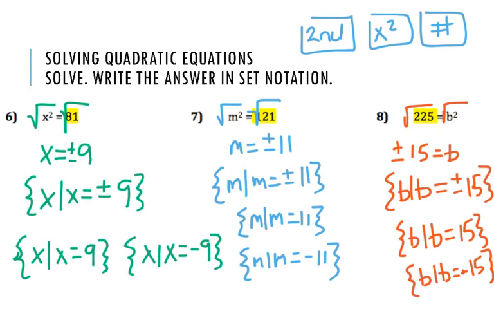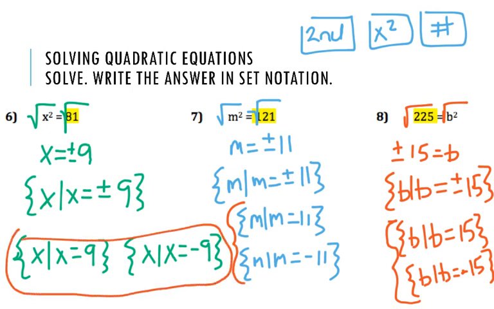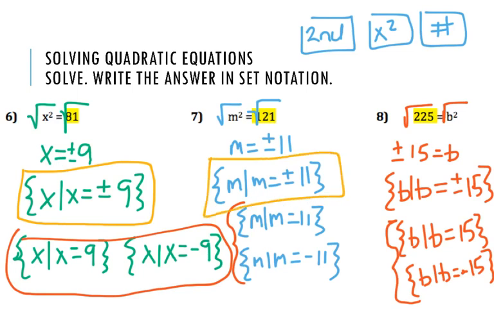So just a reminder, these two have to be put together, and these two have to be put together, and these two have to be put together to make it complete. Or we can just write it with what's outlined here in yellow, with the plus or minus in our set notation. Okay?